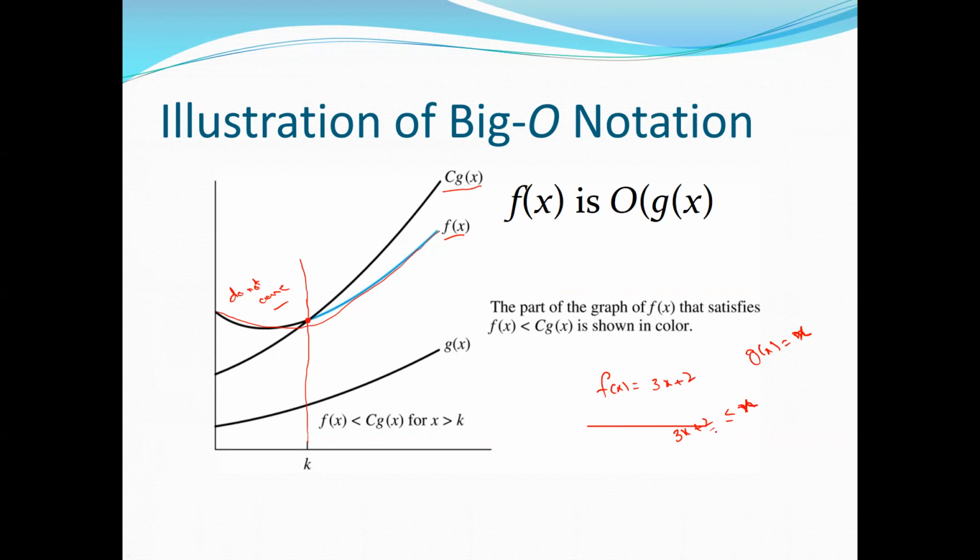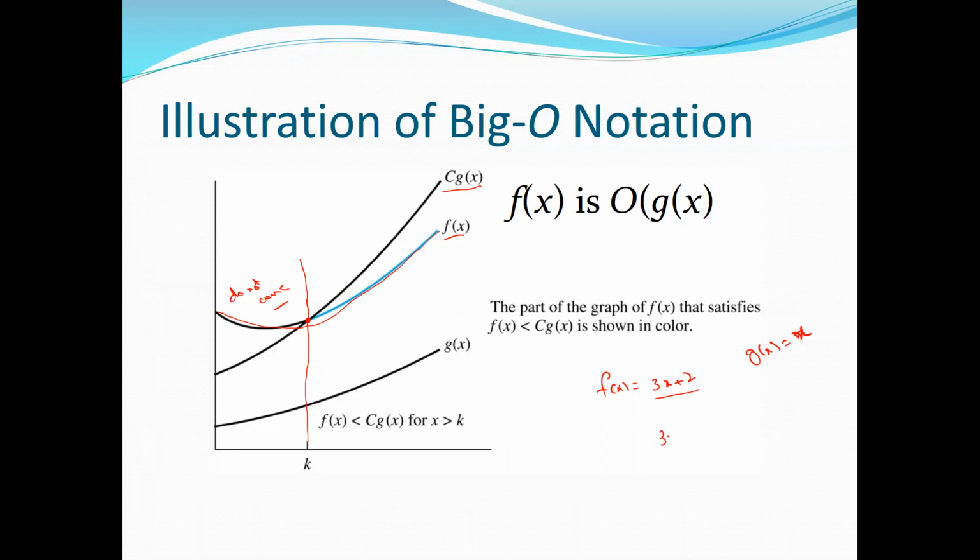Can I find some value for which this inequality becomes true? Let me write it in another way and erase this, because what we are going to do is formulate the inequality, and for the inequality we need to check the values. So how am I going to find the inequality? The given function is 3x plus 2, and I want to check whether it is big O of g of x or not.